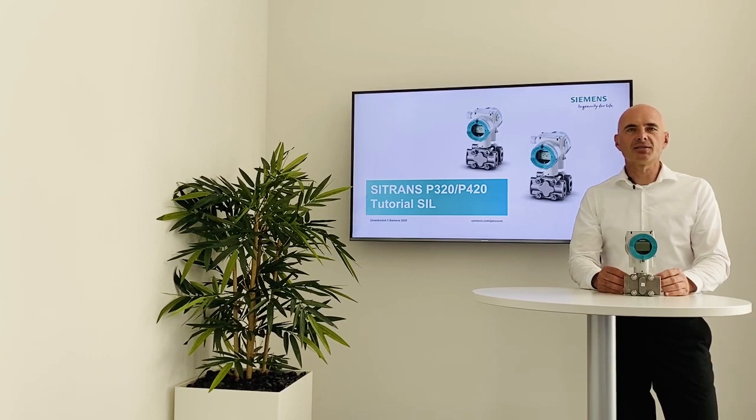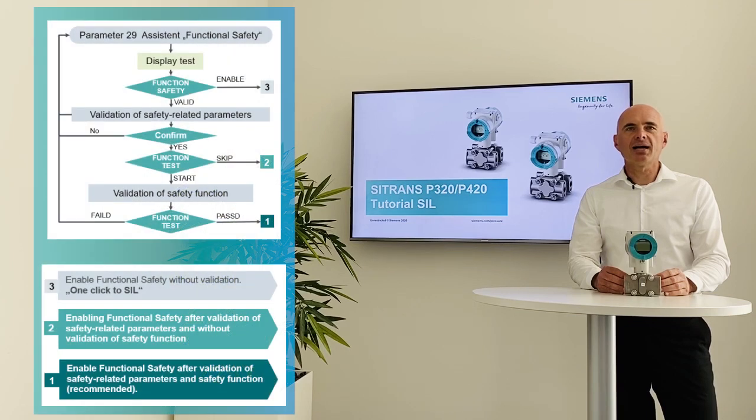In parameter 29, functional safety, we can activate functional safety via the assistant. Enclosed, you can see the flowchart. There are 3 procedures for this, depending on your operational requirements. In it, you can see the individual steps that we will execute in the next minutes on the device. There are 3 possibilities to activate the SIL mode. These 3 are building on each other.